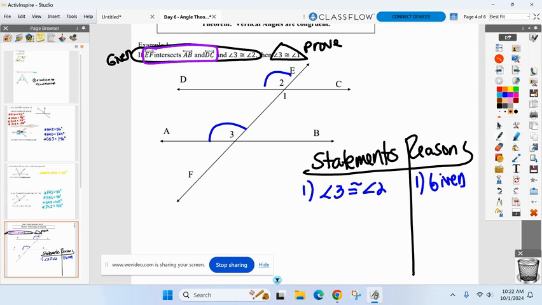All right, everyone good? 1 and 2. You don't need to tell me they're vertical. I don't need to know that. But now in statement 2, bless you, relax. Angle 2 is congruent to angle 1. Reason, that's our last fact for the unit: vertical angles are congruent.